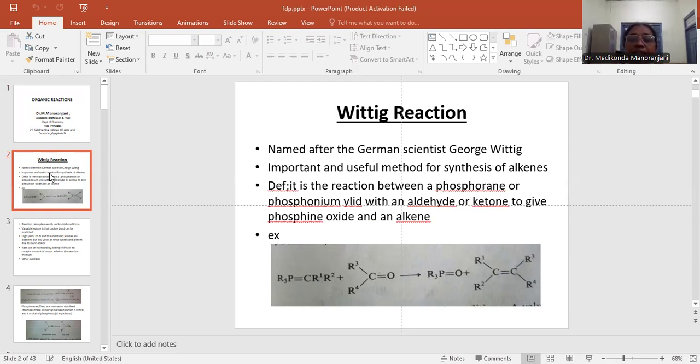It is the reaction between a phosphorane or phosphonium halide with an aldehyde or ketone to give phosphine oxide and an alkene. In the given equation, you can see the phosphorane. It is reacting with the ketone to give phosphine oxide and an alkene.